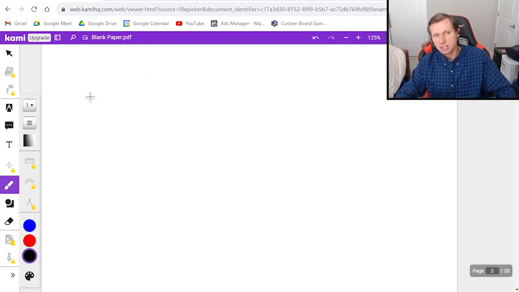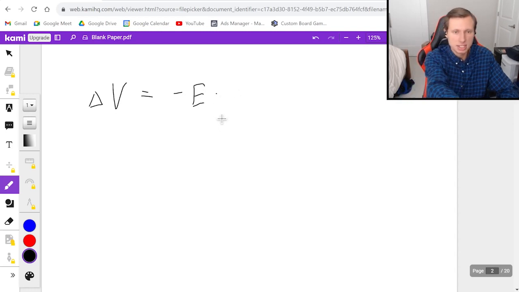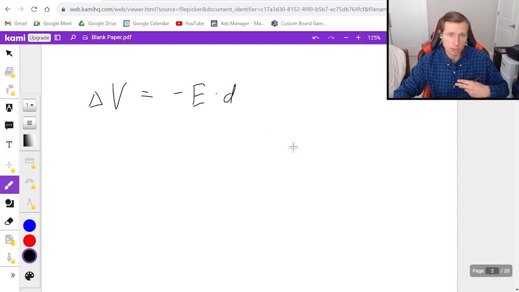The equation is delta V, in other words the change in voltage, is equal to negative electric field times R, which again, since R is a distance, I just prefer to use D personally, but in your textbook you might see R. And so I would use this equation if ever I'm given the electric field or I'm trying to find it, and the problem also involves a change in voltage.